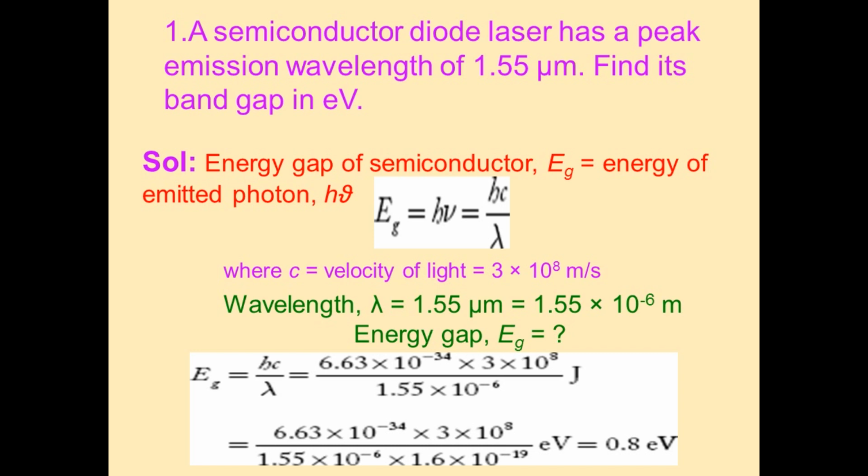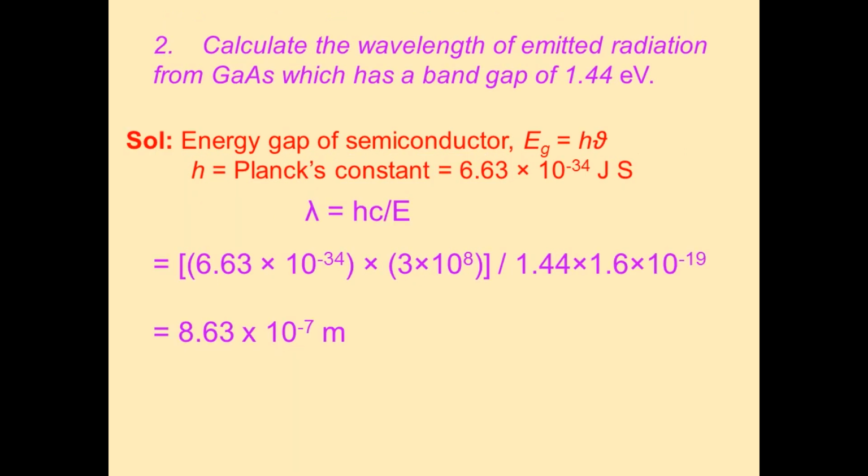Next question, calculate the wavelength of emitted radiation from gallium arsenide which has a band gap of 1.44 electron volt. Energy gap of semiconductor E equal to h nu, h is Planck's constant, 6.63 into 10 power minus 34 joule second. Joule second is SI unit of Planck's constant.